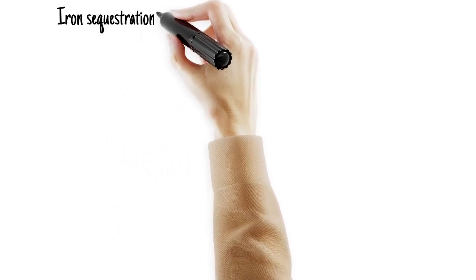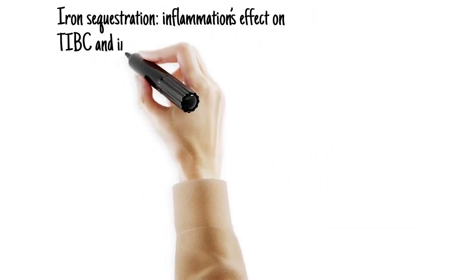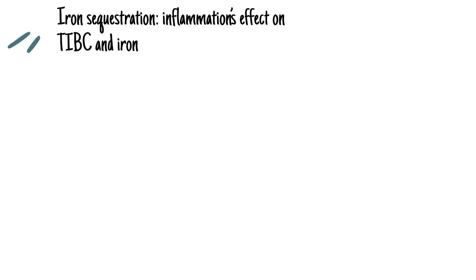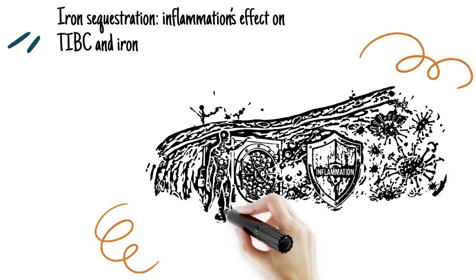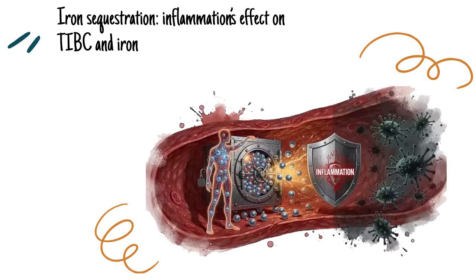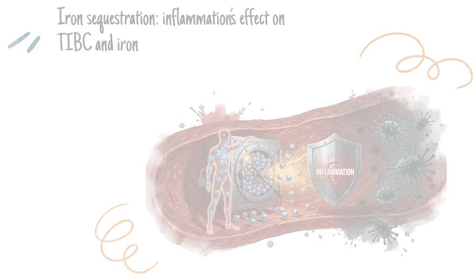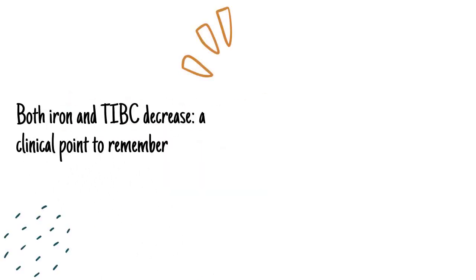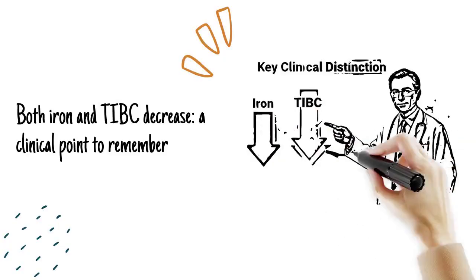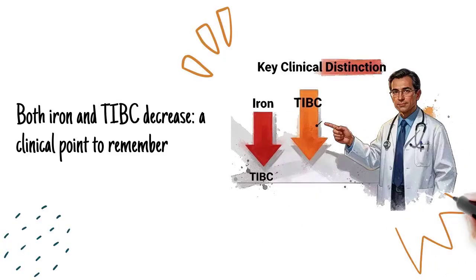The body is not trying to capture more iron. Instead, it is deliberately sequestering iron as part of an inflammatory defense mechanism. The theory being that by locking iron away, the body deprives bacteria of a nutrient they need to replicate. So both iron and TIBC go down together. This single distinction separates these two conditions and is a high-yield clinical point.